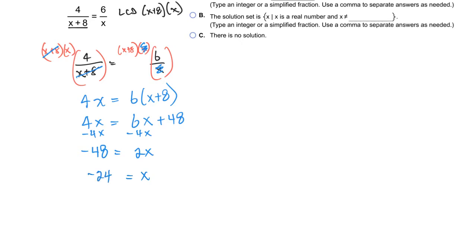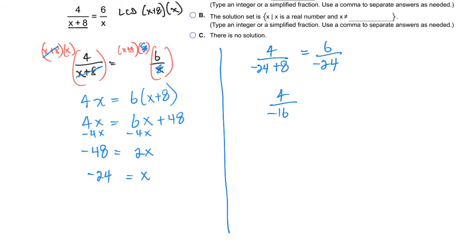One thing I haven't done yet, and I probably should do this with each question, is I should check my answers. So 4 over x plus 8, with x found to be negative 24. Is that equal to 6 over x, my answer was negative 24? Are those the same? So in the first one I have 4 over, that would be negative 16. And here I have 6 over negative 24. If I simplify, on this side I get negative a quarter. On this side I also get negative a quarter. That means that negative 24 is correct.